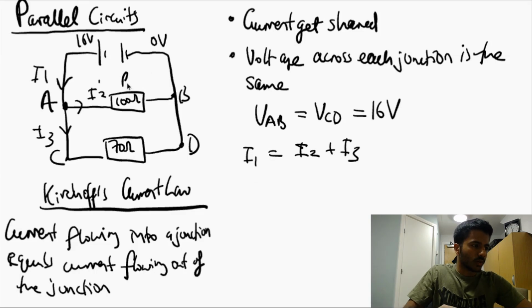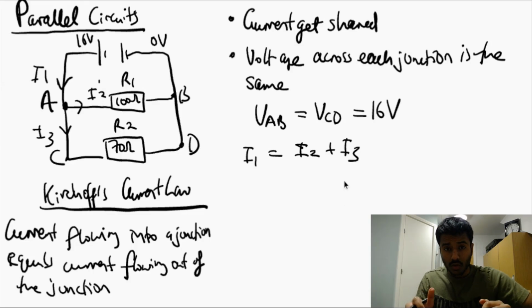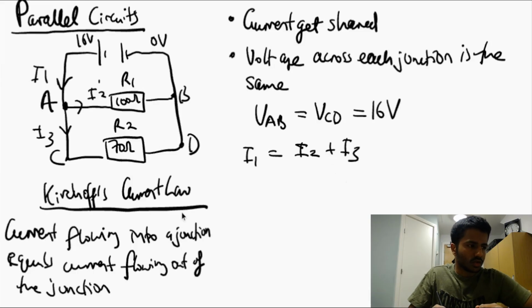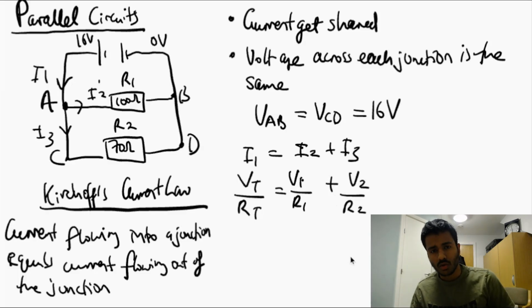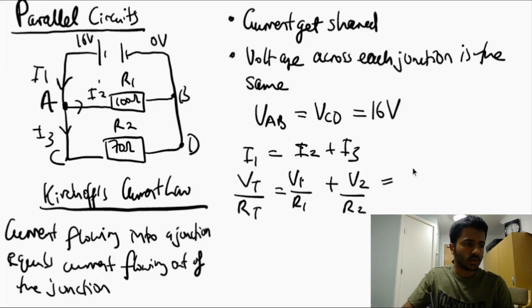Let's call the 100 ohm resistor R1 and this other resistor R2. Based on Ohm's law, we know that V is equal to IR, so I is equal to V over R. And I1 is the total voltage of the circuit divided by the total resistance. And that's equal to the voltage across R1, which is I2, so let's call it V1 over R1, plus V2 over R2. And we know that in a parallel circuit, voltage remains the same. So this is equal to Vt over R1 plus Vt over R2.